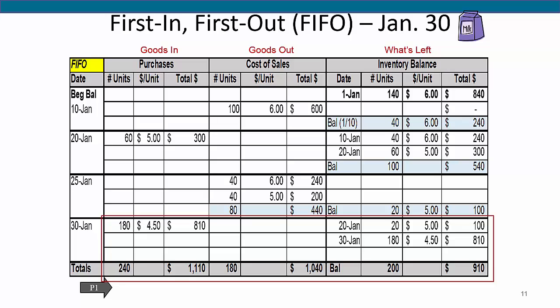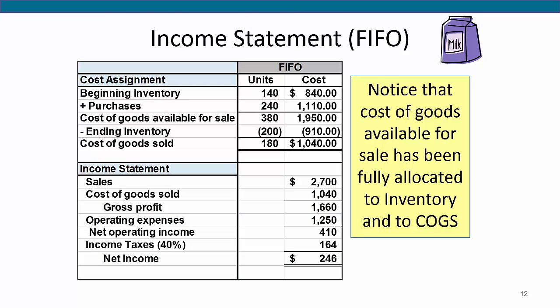Notice that Laker's FIFO cost of goods sold is reported on its income statement, reflecting the 180 units sold, and $1,040, which is 600 plus 440, and its ending inventory, reported on the balance sheet, reflecting 200 units unsold, is $910. Let's look at the income statement on the next slide.